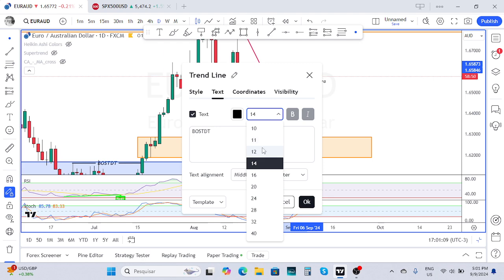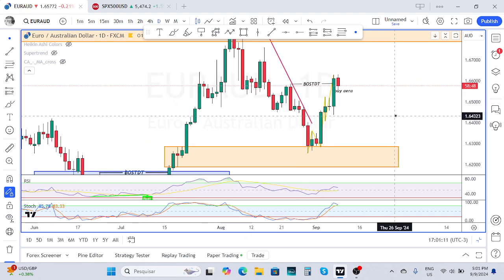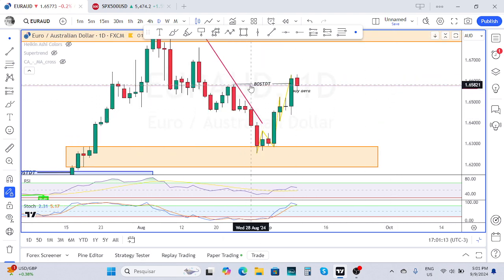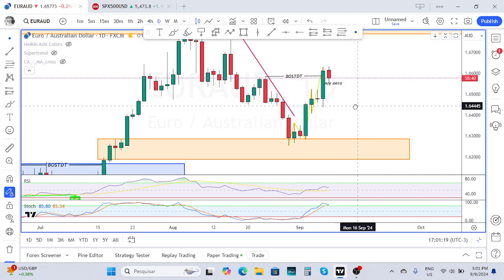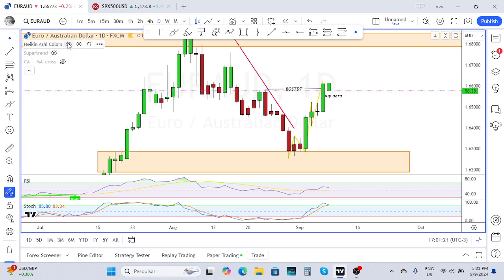Okay, let me make it a little bit smaller. So that's another break of a short-term downtrend right here, and the candle closed above that level. That's a very good signal for a buy. What is my Ichimoku color telling me? Buy, buy, buy, buy, right? Okay, that is not enough.